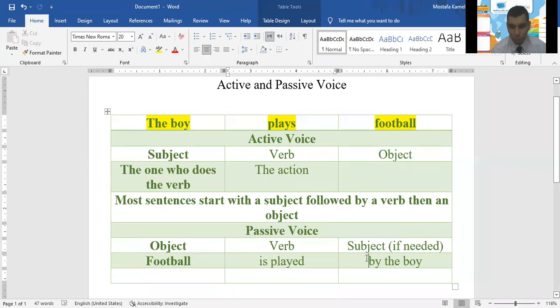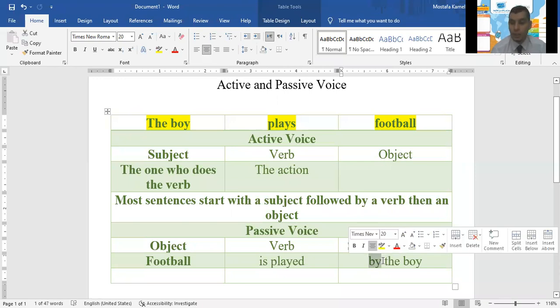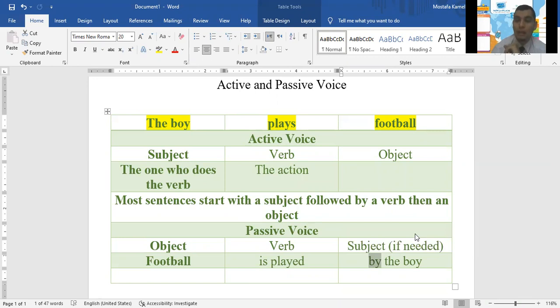Also here, we added the word by. So we did three things. I will ask Mu'adh to repeat them again. Thank you very much, Hamza.